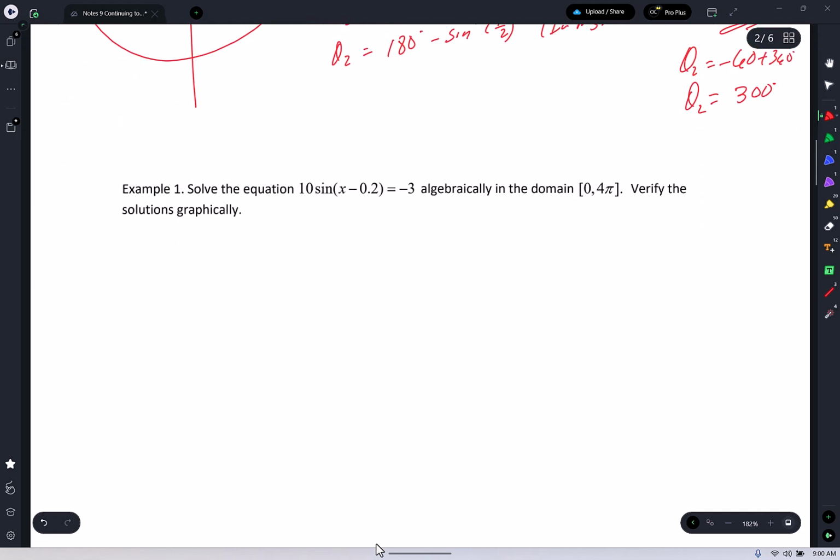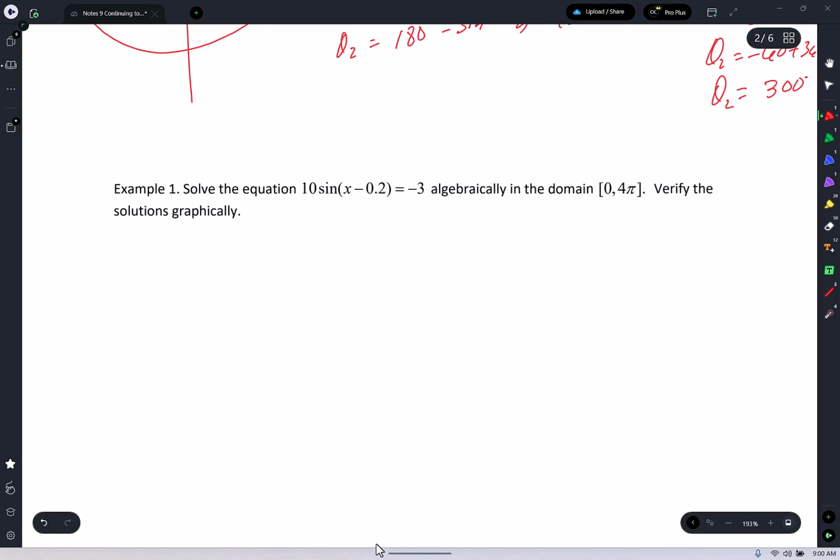All right, let's go to this one, guys. Don't worry, I'm gonna go slow. Solve the equation 10 sine x minus 2 equals negative 3 algebraically in the domain 0 to 4 pi. So you only have to do this if I ask algebraically. If you don't see this word, you can just type it in the calculator. Type this into y1, type this into y2, and see where they intersect. But right now, I'm asking algebraically, because I want you to see it.